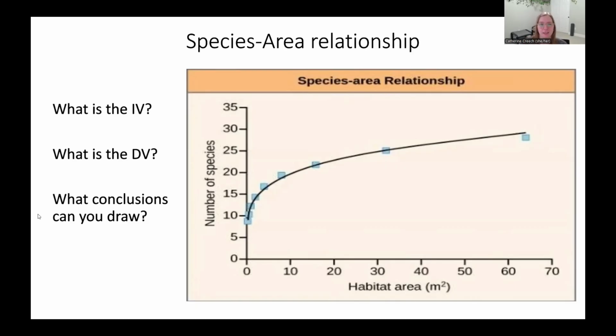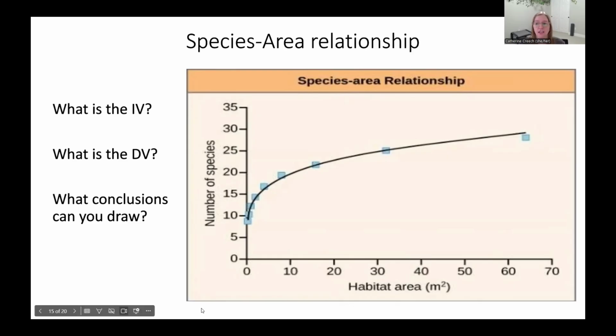The independent variable, that is the thing that you change. So in this case, it is the measurable habitat area. The dependent variable, that's the thing that you measure. That is the number of species. So by convention, the independent variable goes on the x-axis and the dependent variable goes on the y-axis.